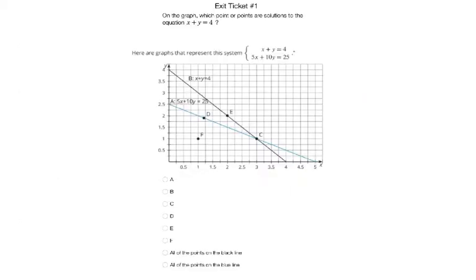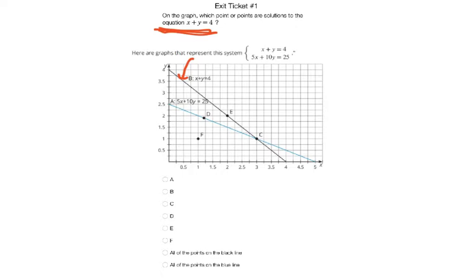All right, so exit ticket number 1. Think about it. You've got a graph: x plus y is equal to 4. You've got another one: 5x plus 10y is equal to 25. What is the solution to the equation? Here we go. We're only looking at x plus y is equal to 4. That is this one. Tell me, what is a solution to that equation?